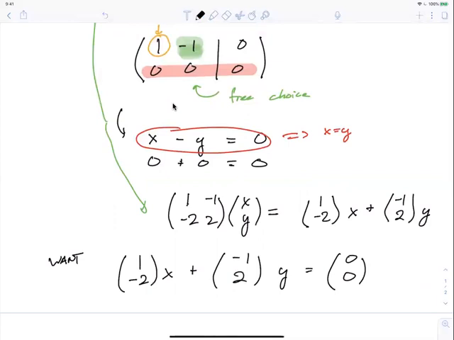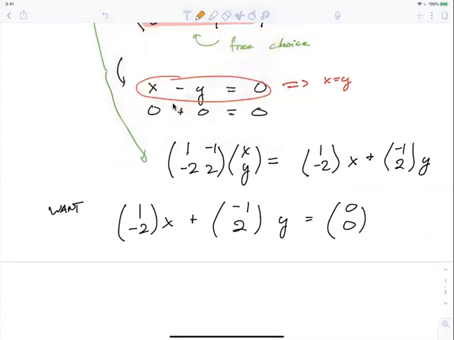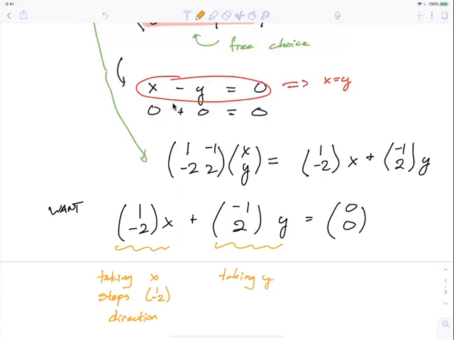And what's really nice about this is it very clearly uses the geometric vector form. You can interpret this as taking x steps in the (1, -2) direction, and adding y steps in the (-1, 2) direction. And you want to figure out how you can combine these two steps to get the 0 vector, to basically say you didn't move at all. How can you use these two vectors to say that you didn't move at all?